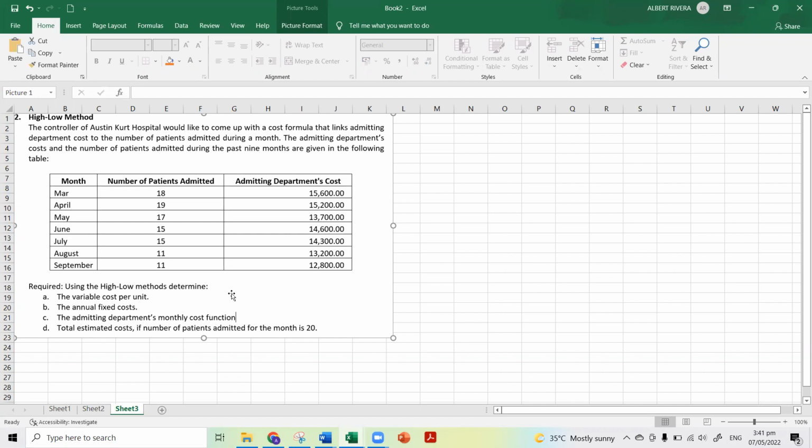Okay. Ganito yan, class. Using the high-low method, ang gagawin mo, class, is to look after first the highest activity. Okay? So this is the highest activity. The highest activity here is, anong buwan? April. Ayan yung pinakamaraming patients. So this is the highest and this is 19, with a corresponding cost of 15,200.